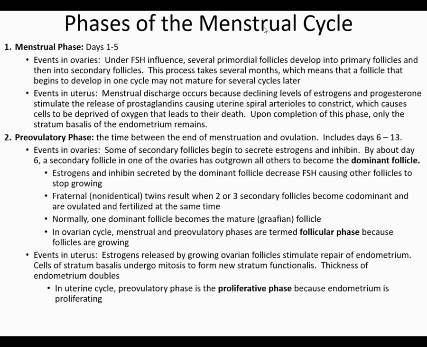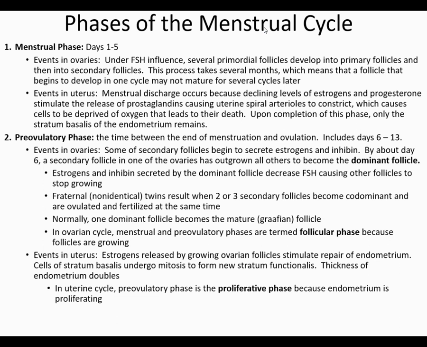The second phase is called the pre-ovulatory phase because it comes before ovulation, the next week or so, days 6 to 13. In the ovaries, some of the secondary follicles begin to secrete estrogens and inhibin. By about day 6, a secondary follicle in one of the ovaries has outgrown all the others, has become the dominant follicle. Estrogens and inhibin will be secreted by that dominant follicle to decrease levels of FSH, which would prevent any other follicles from growing.